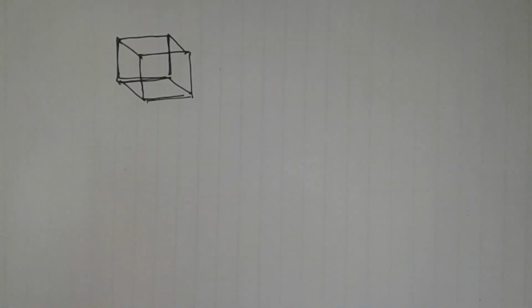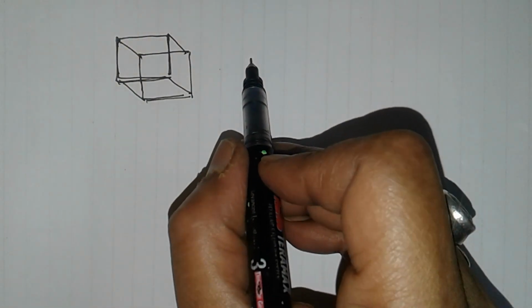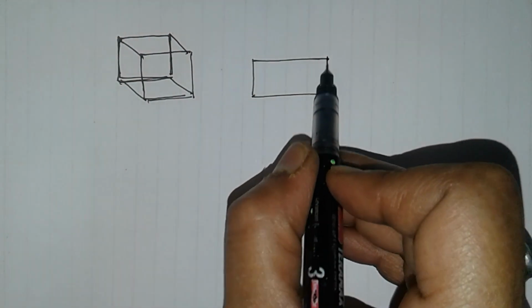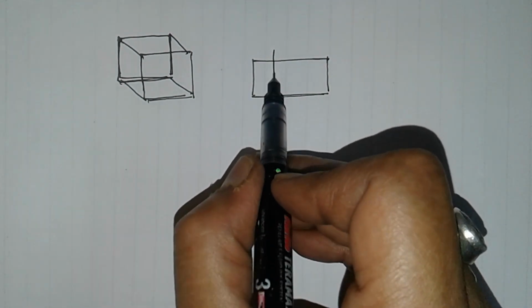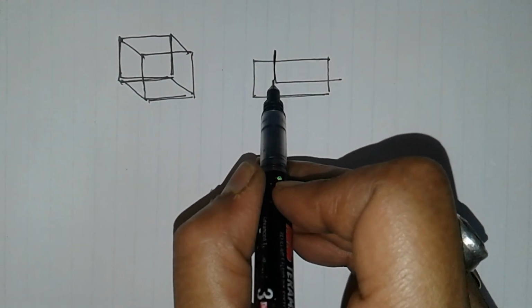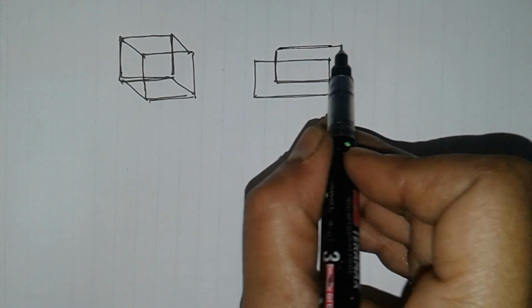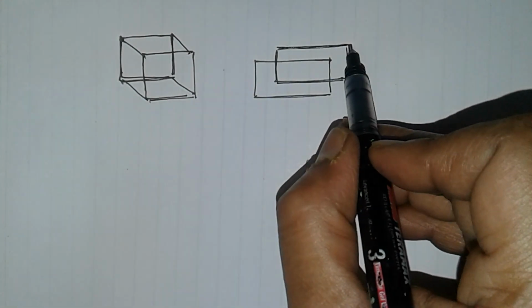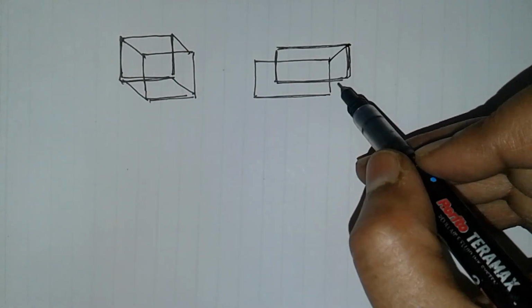So I am making a cube. Join these. So this is the cube I have made here. Now I make one cuboid here. So this is a cuboid.